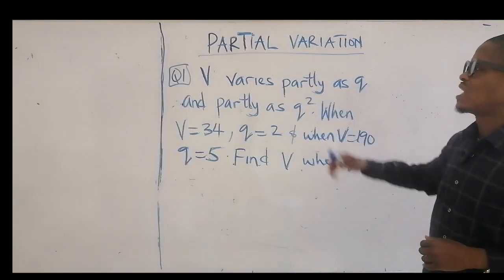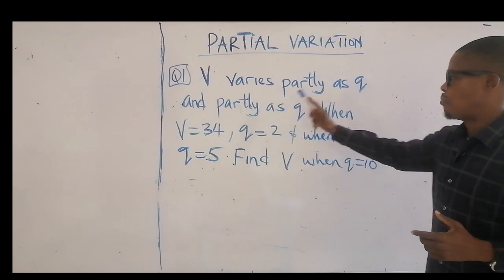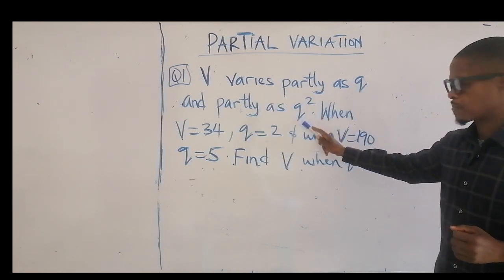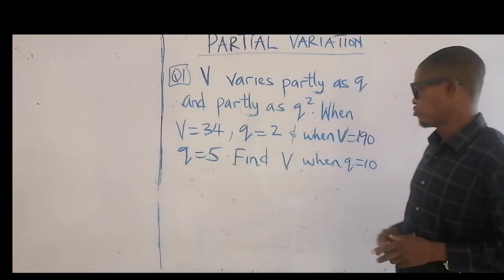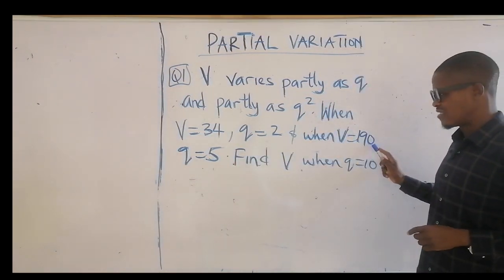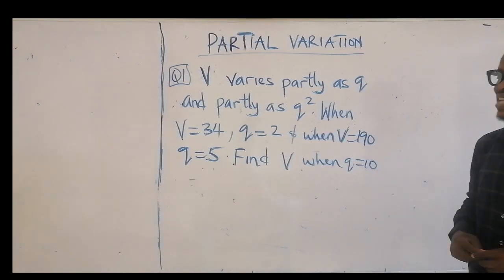Question 1: v varies partly as q and partly as q squared. When v is 34, q is 2. And when v is 190, q is 5. Find v when q is 10.